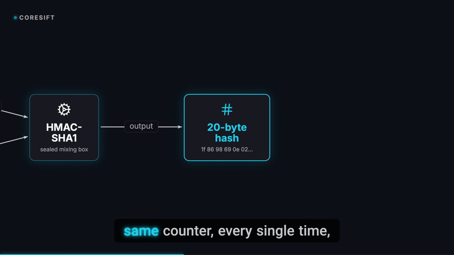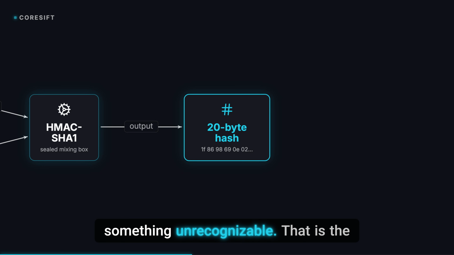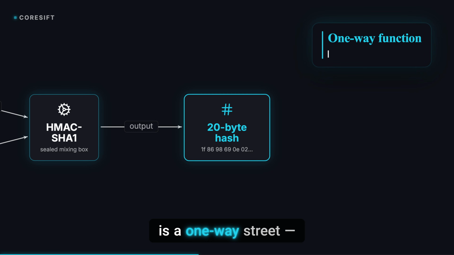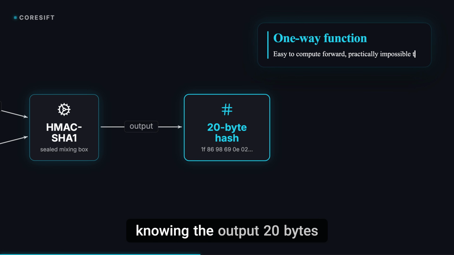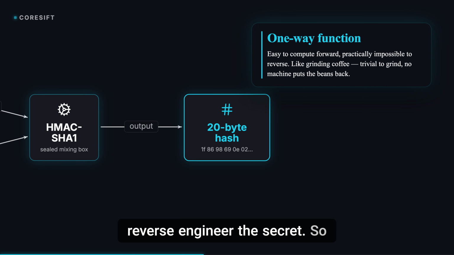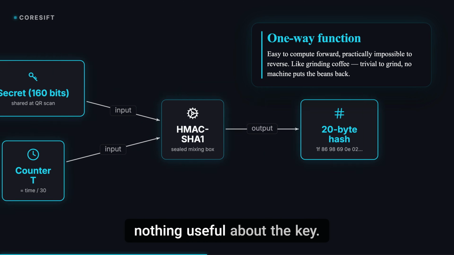Same secret plus same counter every single time gives the exact same 20 bytes. Change either input by a single bit, and the entire 20 bytes scrambles into something unrecognizable. That is the magic ingredient. The match is built in. And critically, HMAC is a one-way street. Knowing the output 20 bytes does not let an attacker reverse engineer the secret. So even if someone sees your 6-digit code, they learn nothing useful about the key.